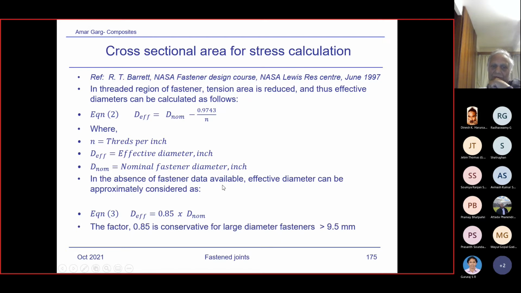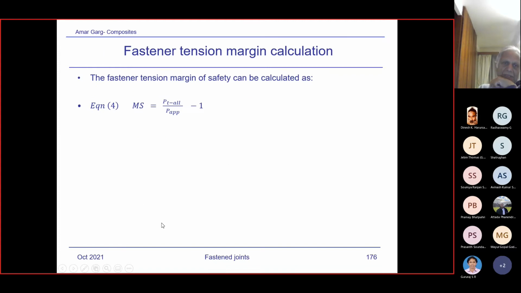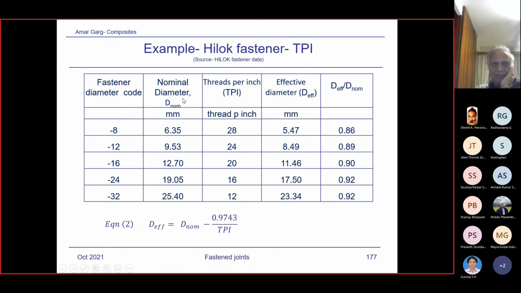D effective is the effective diameter, D nominal is the fastener diameter. In the absence of fastener data, the effective diameter can be approximated by 0.85 into D nominal. The factor 0.85 is conservative for large diameter fasteners. So then the fastener tension margin is calculated by P T allowable, which is from the previous equation, upon P applied, minus 1. Simple.